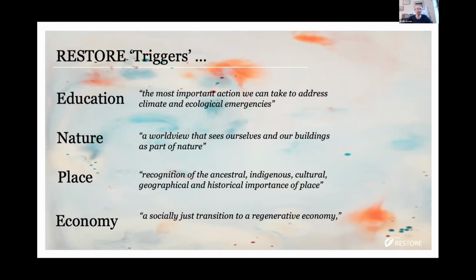And this is a recognition of the history, the ancestral history, the indigenous culture, the geography, the bioclimatic conditions, all that importance of a place. And yet we think we just dump a building anywhere and it will work. And as we're seeing from around the world, the whole awareness of indigenous and cultural aspects is incredibly important. And then with Restore, the rethinking of sustainability towards a regenerative economy, the changing economy, had to be a big trigger, and a trigger to a socially just regenerative economy, and making that transition process itself really just. So those were the four triggers.